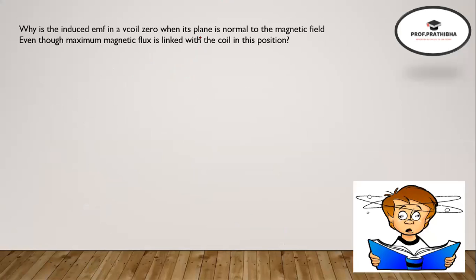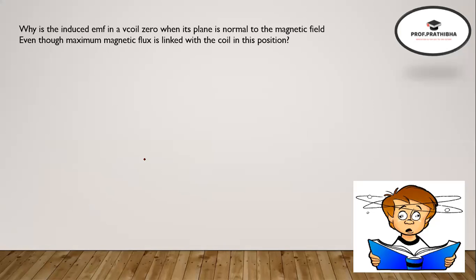Okay. Now, these are the last few questions before we jump to the MCQs. Why is the induced EMF in a coil 0 when its plane is normal to the magnetic field, even though maximum flux is linked with the coil in this position? Why is it 0? What would be the one line answer?